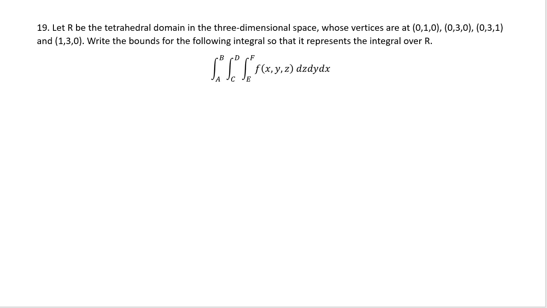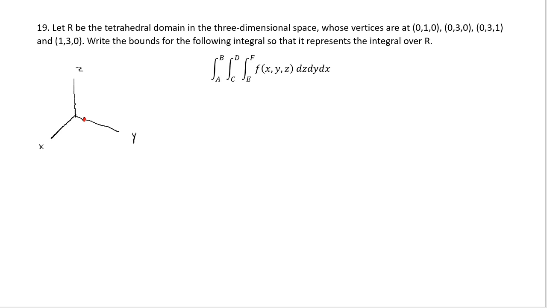Okay, let R be the tetrahedral domain in three-dimensional space whose vertices are... Okay, so that's a little hard to think about, but let's try. I think in 3 dimensions. Here is x, y, and z. Okay, so first 0, 1, 0. What does that mean? I move one step in the y direction. That's what it is. Okay, maybe I should use a different color here. So that's 0, 1, 0.